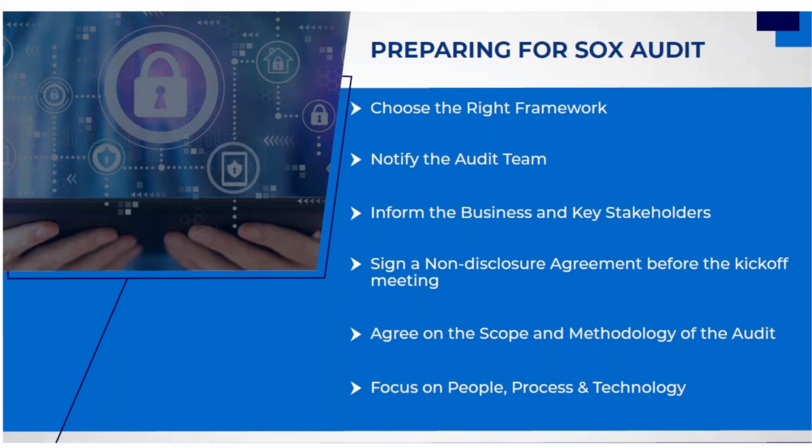Then notify the audit team. Once the team is notified, the date comes, so then inform the business and the key stakeholders. Ensure you sign an NDA before the kickoff meeting with the auditors. Very important, the auditor might take an exception if you're sharing information without an NDA in place.